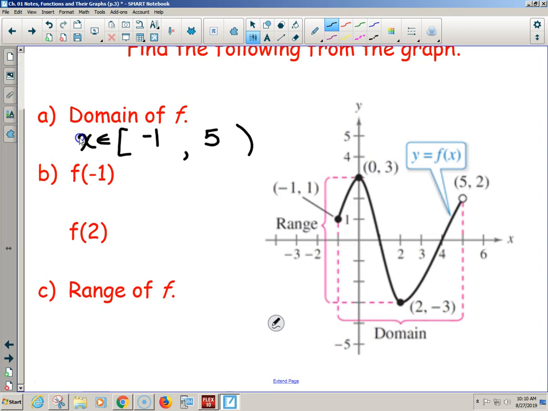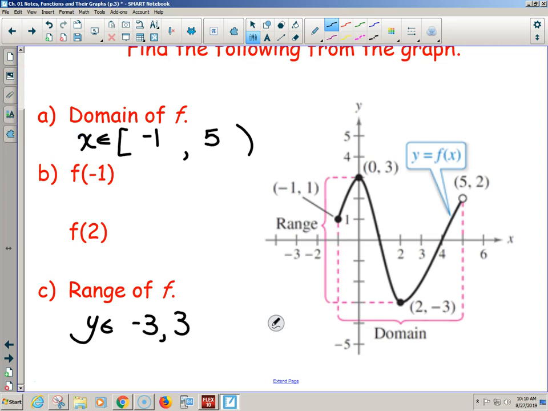Now, range. Let's pop down to letter C. Range. What am I answering now? How high to how low? And I'm not doing x as an element of, but y is an element of. How low does it go? -3. Start with the lower value, -3. How high does it go? 3.